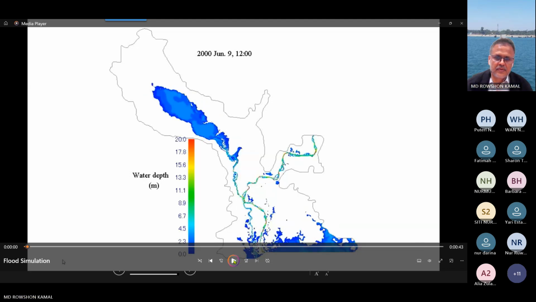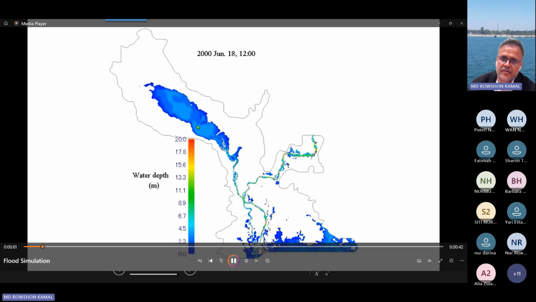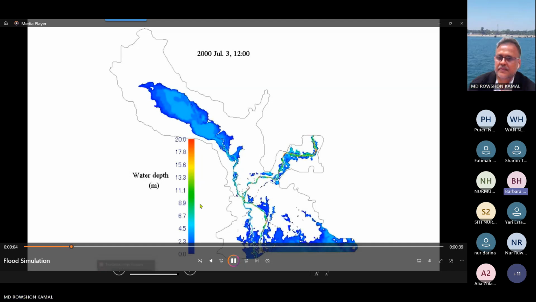This is the normal condition, and you can see the water depth. When it is red, the water depth is high. This one is less. So when heavy rain comes, you can see this area expand. When the area expands, the water depth also increases. You can see.